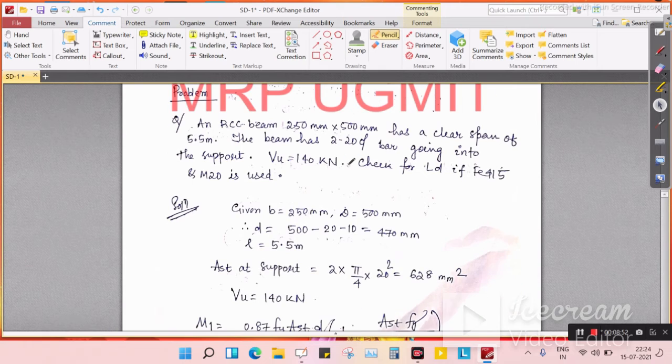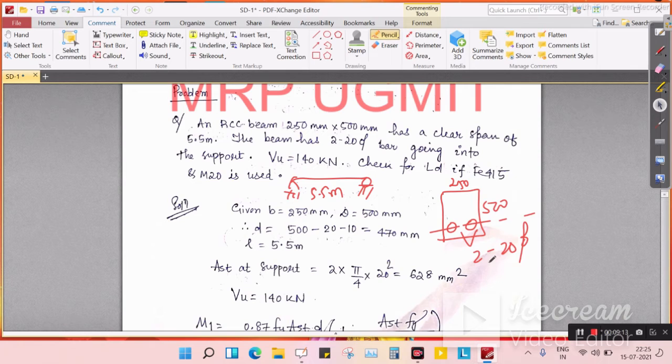Next, our problem is an RCC beam of 250 width, depth is 500, with a clear span of 5.5 meter. The beam has 2 bars of 20 mm diameter going into the support. V is 140 kilonewton. Check the LD if Fe415 and M20 is used.